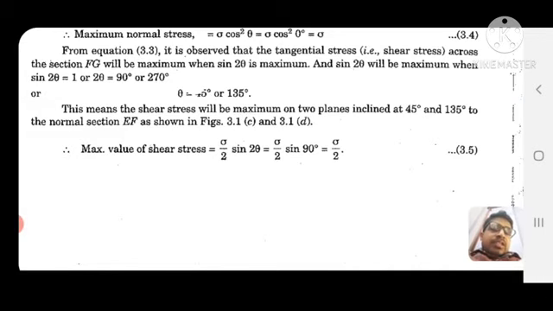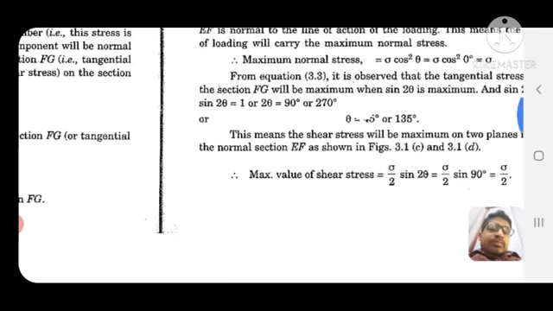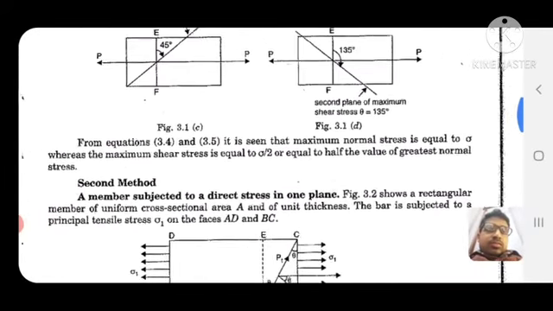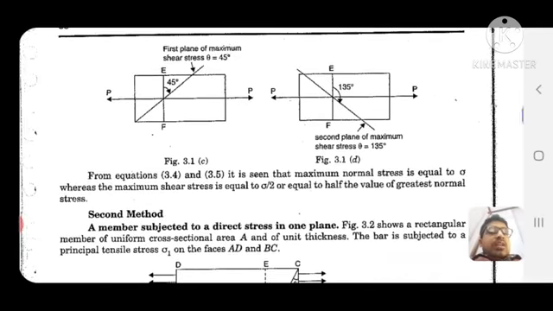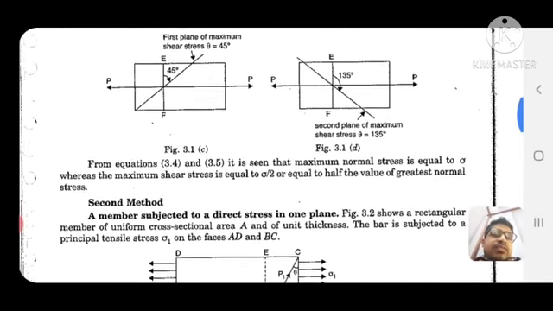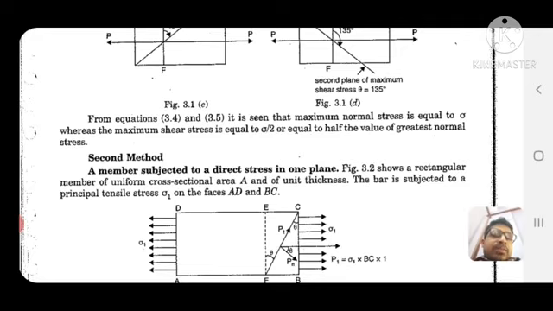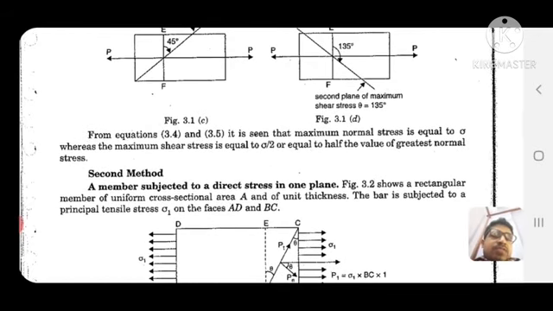Maximum value of shear stress is sigma by 2 sin 2 theta, that is equal to sigma by 2 sin 90 degree, so that is equal to sigma by 2. Now here, for the first plane of maximum shear stress, theta is equal to 45 degree. Here from equations 3.4 and 3.5 it is seen that maximum normal stress is equal to sigma, whereas the maximum shear stress is equal to sigma by 2, or half the value of greatest normal stress.